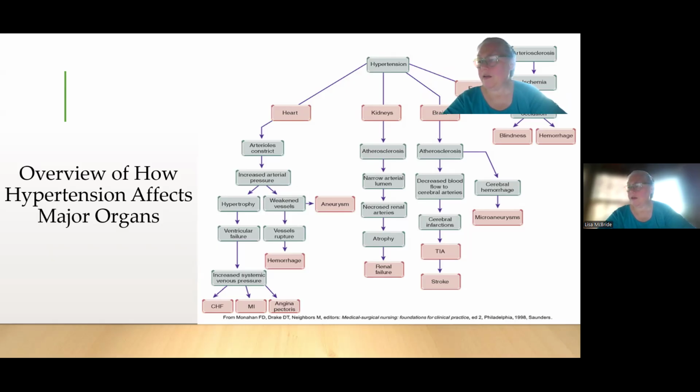As you can see here, you've got increased arterial pressure. They have the hypertrophy listed there with ventricle failure. It can cause weakening of our blood vessels, which can lead to aneurysms. That's the reason why we have issues. Our blood vessels have a covering over the outside, then an inner intima covering, and then the inside. And they're usually pretty tough little tubes that carry our blood.